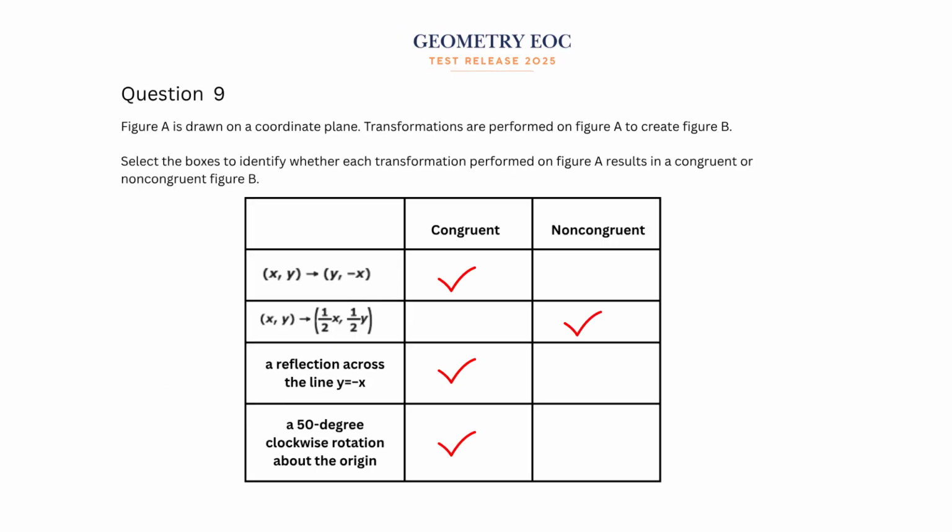Wrap up. Here's the big idea. If your point just moves or rotates, it's congruent. If your point gets closer or farther from the origin, it's not. So always track one point. If that point keeps the same distance, the whole figure does too. That's how you beat these questions every time.